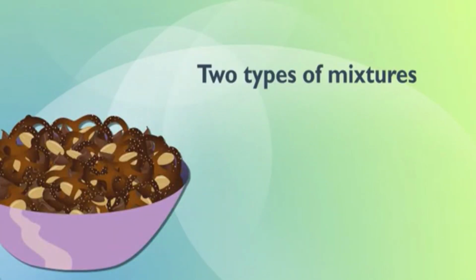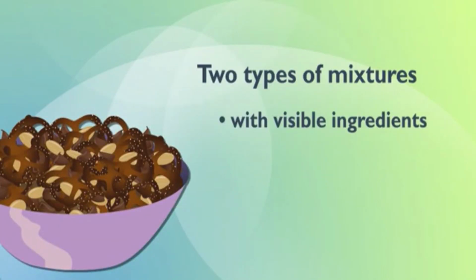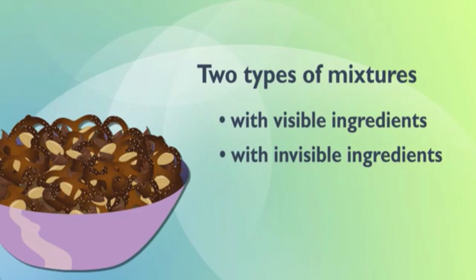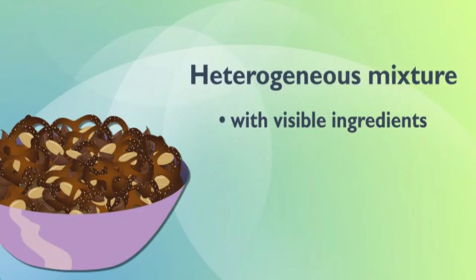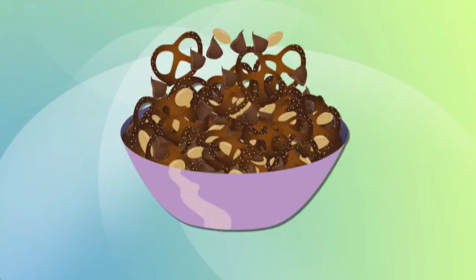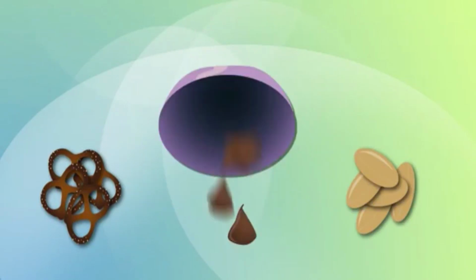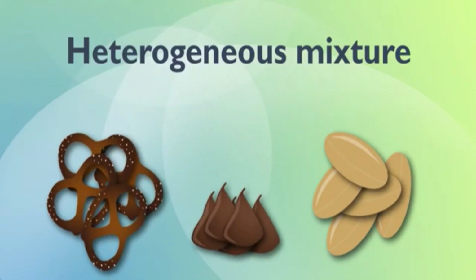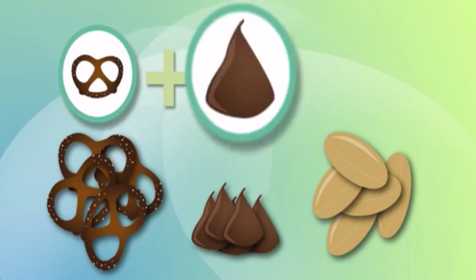Well, there are two different types of mixtures. Ones you can see the different parts of, and ones you can't. This is an example of a heterogeneous mixture, because you can see the substances that have been mixed together. Peanuts, pretzels, and chocolate chips. We can easily pick apart the substances and make separate piles. So, heterogeneous mixtures you can see the parts of.